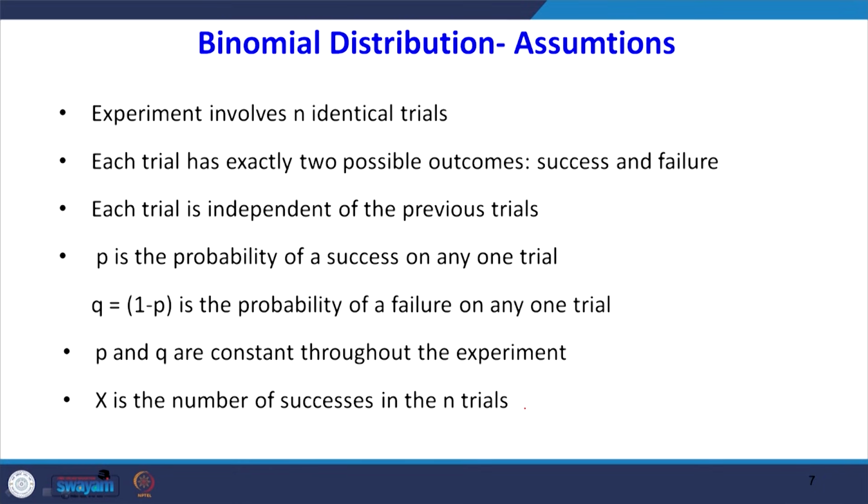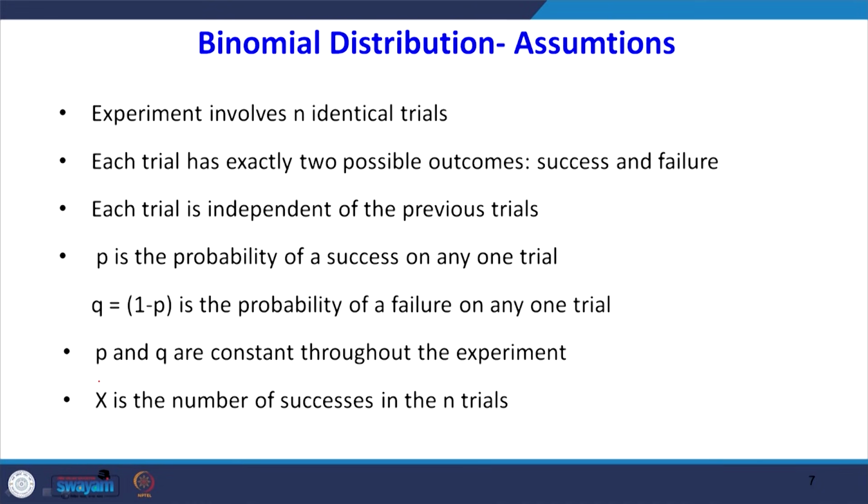What is the property of this binomial distribution? The experiment involves n identical trials. Each trial has exactly 2 possible outcomes, success or failure. Each trial is independent of the previous trial. For example, in the previous case customer 1 may buy or may not buy; for the second customer, his intention of purchase is not based on the previous customer. P is the probability of success on any one trial, and q is the probability of failure on any one trial. P and q are constant throughout the experiment; this is an important assumption.